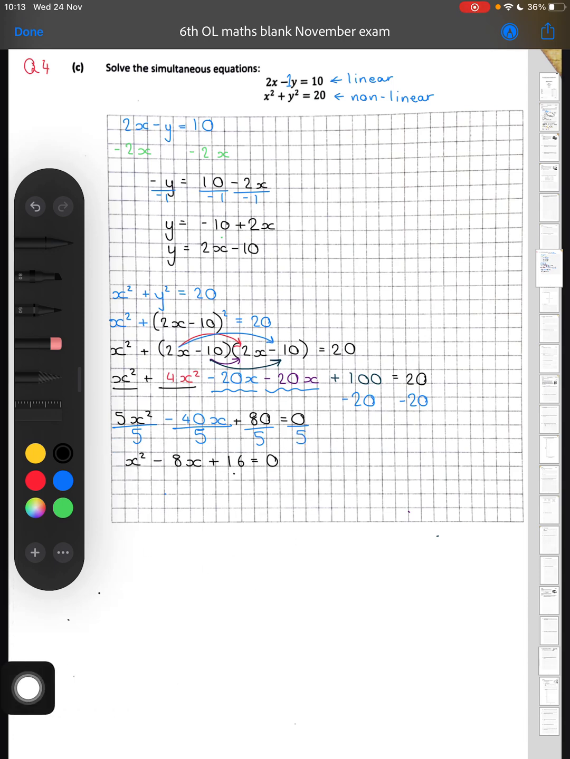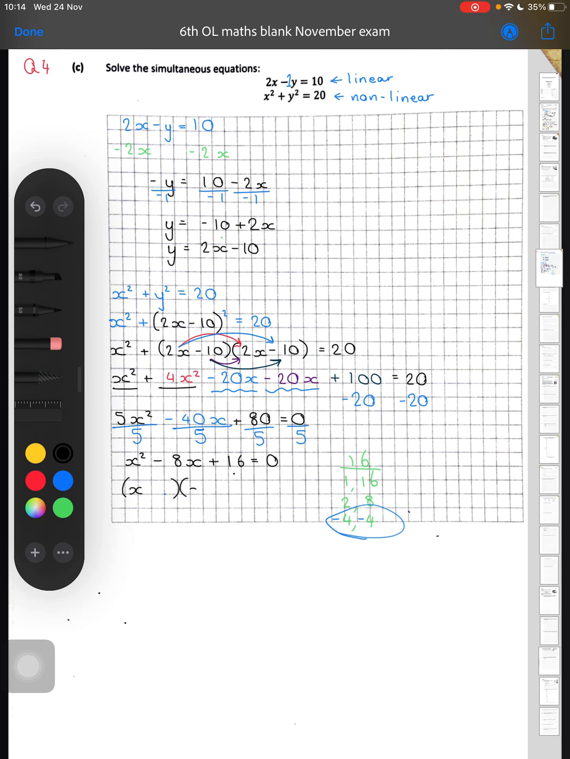Okay, so now I have a nice quadratic. I'm going to try and find things that multiply to give me 16 and add to give me minus 8. I'm going to list out my factor pairs: 1 and 16, 2 and 8, 4 and 4, and that's it. They are multiplying to give me a plus 16, which means the two signs need to be the same, and they're adding to give me a minus 8, which means the two signs are going to be minuses. So I'm going to use 4 and 4, and it's going to be a minus 4 and a minus 4.